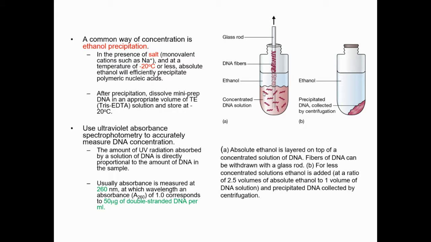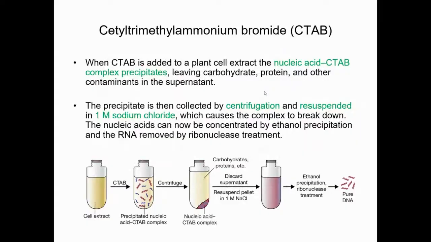So we just finished the standard procedure to prepare the DNA from the bacteria cells. For plant cells, basically you use CTAB, and also for some fungi you use CTAB. You can use it on the plant cell extract because you can precipitate the nucleic acid by using the CTAB. That leaves the carbohydrate, protein, and other contaminants in the supernatant.